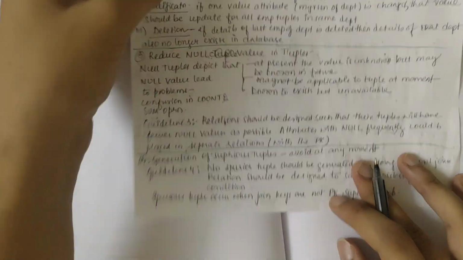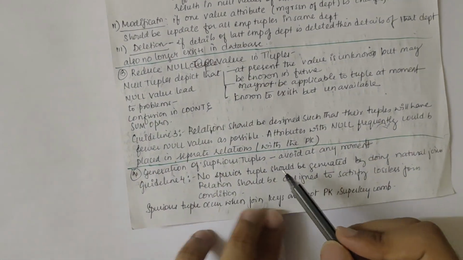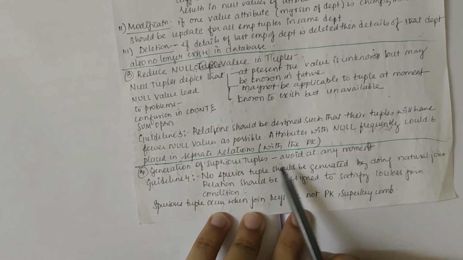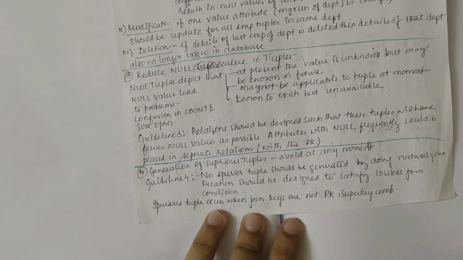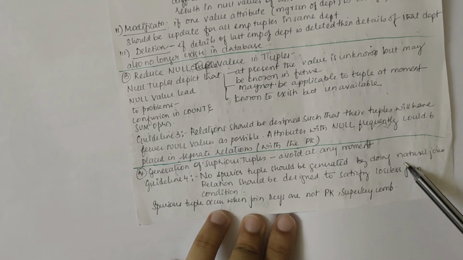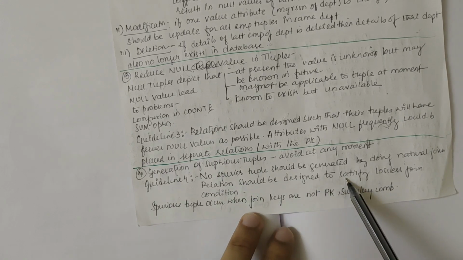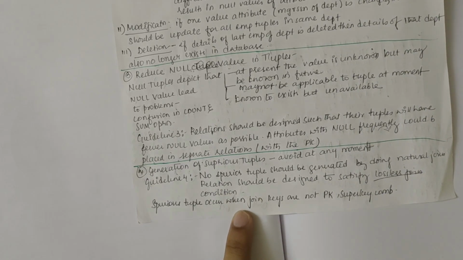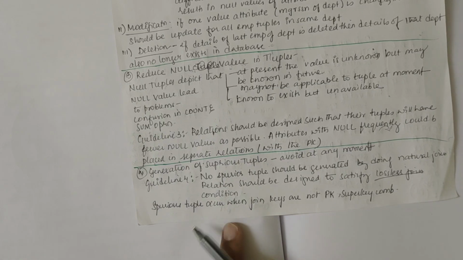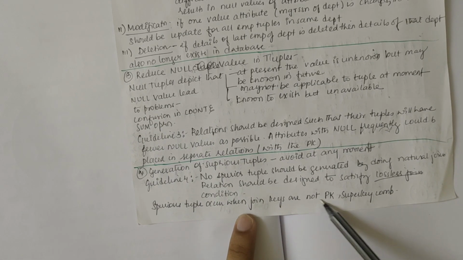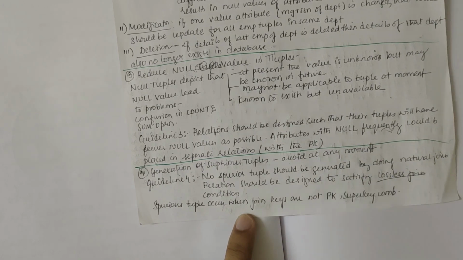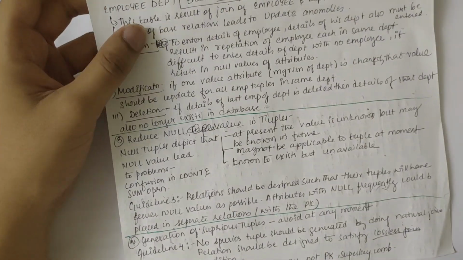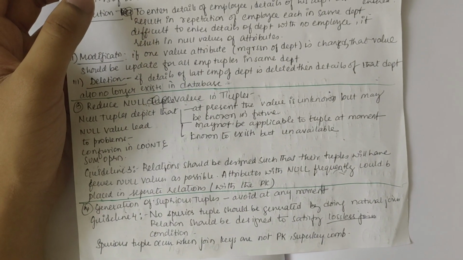Next, the last anomaly we have here is generation of spurious tuples. Spurious tuples are unwanted tuples which are generated, right? They should be avoided at any moment. So the guideline says that no spurious tuple should be generated by doing a natural join. So relations should be designed to satisfy the lossless join condition. We'll discuss what lossless join is in the further questions. Spurious tuples occur when join keys are not a primary key or super key combination. We'll also look into this. So this was about the 4 informal guidelines. You need to write all these 4 and explain them with a proper example.